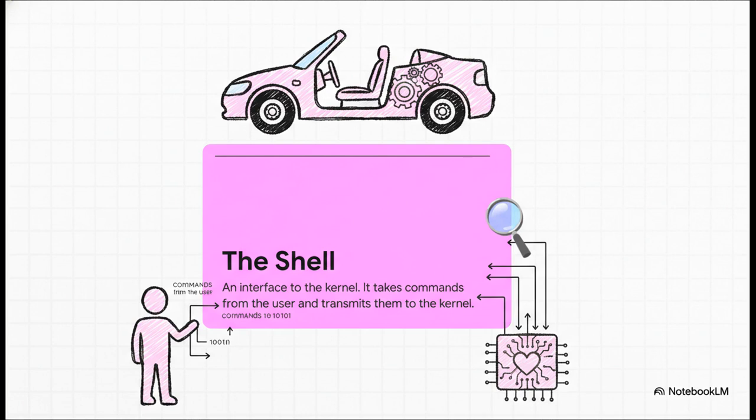Right, so if the kernel is the engine, how do you actually drive the car? Well, that's where the shell comes into play. The shell is your dashboard, your steering wheel. It's a program that takes your commands, what you type in, and translates them into instructions that the kernel can actually understand and carry out.